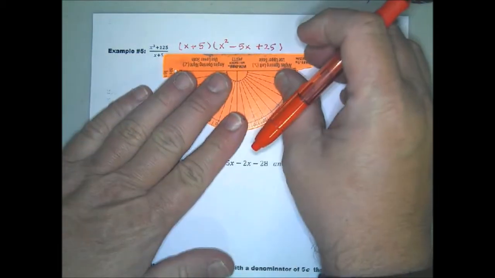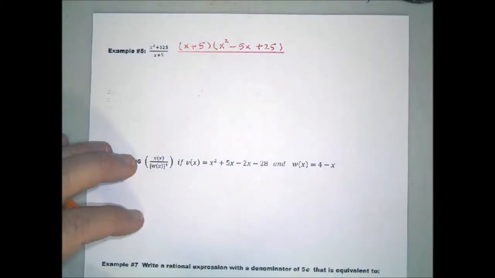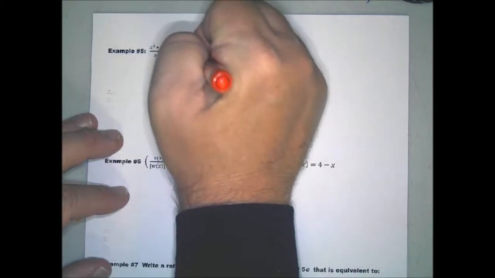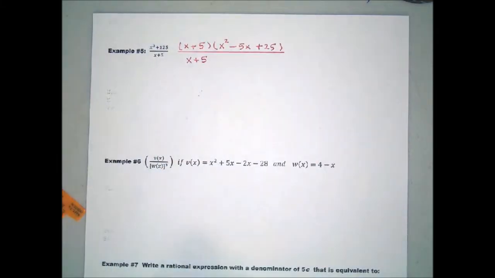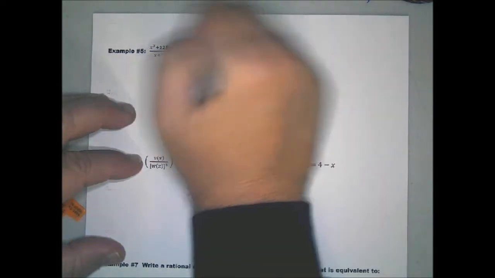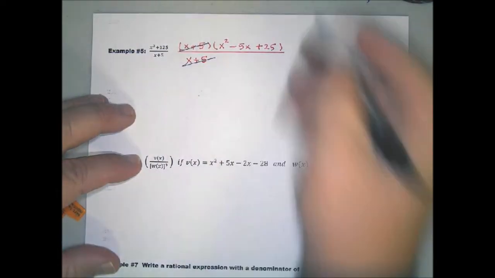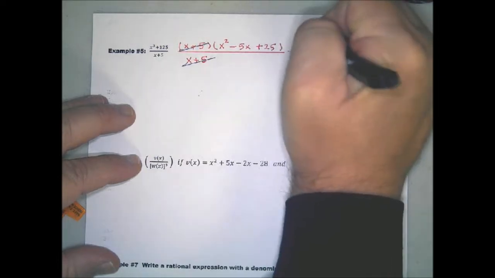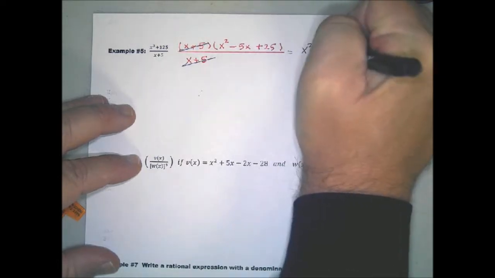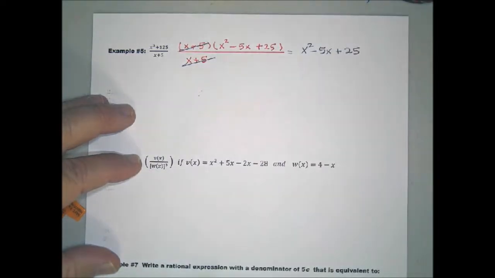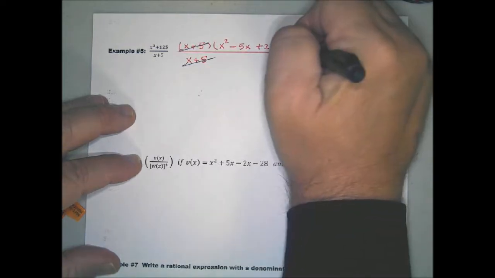Now let's worry about the denominator. Well, the denominator is simply x plus 5. We don't have to worry about it. There's no way to factor that. It is what it is. So now it's time to reduce. This x plus 5 cancels with that x plus 5. And we're simply left with the trinomial x squared minus 5x plus 25 as our answer. That's our answer.